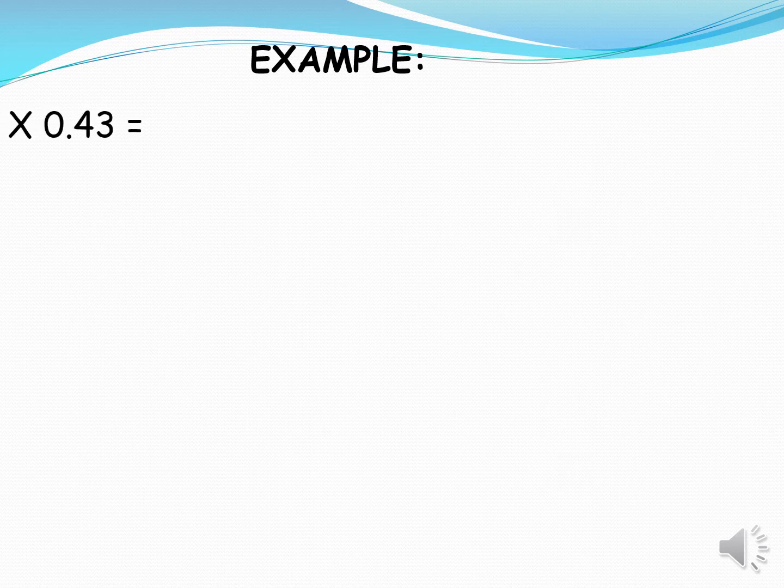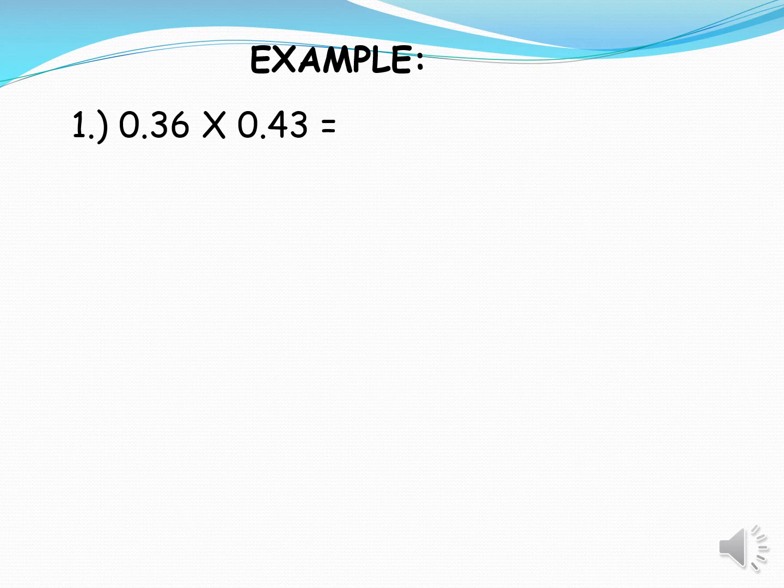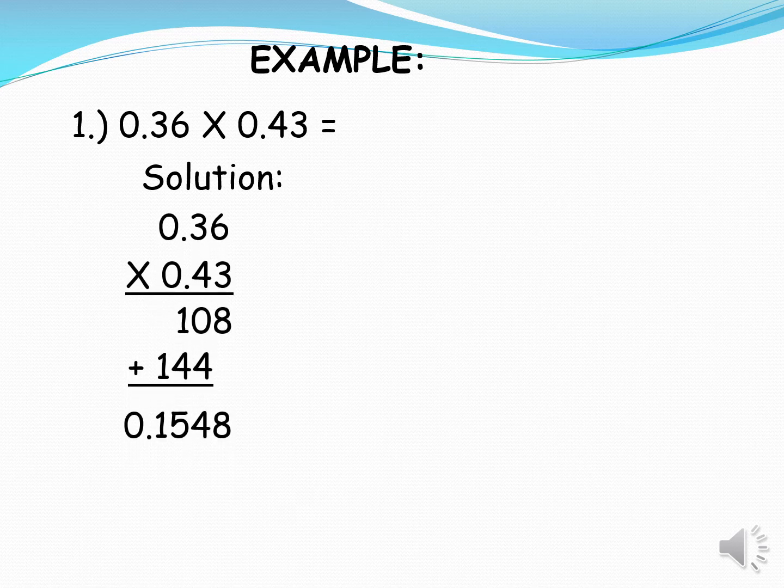Example number 1, we have 36 hundredths times 43 hundredths. So we have here our solution. 36 hundredths times 43 hundredths. Our second factor, from the right side, is digit 3. So 3 times 6 is 18. Bring down 8, regroup 1. 3 times 3 plus 1 is equal to 10. Then the second digit is 4. 4 times 6 is equal to 24. Bring down 4, regroup 2. 4 times 3 is equal to 12 plus 2 is equal to 14.